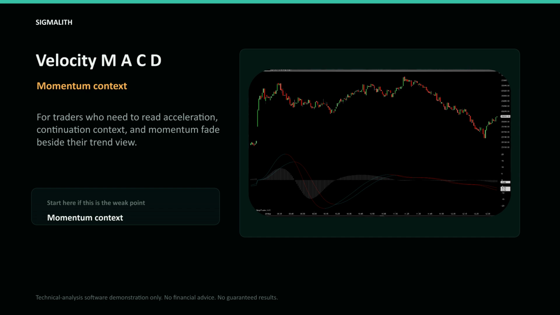The key is not to treat momentum as certainty. Momentum context is still context. It can help you notice whether the move is strengthening, weakening, or becoming less clean. If you often enter when momentum is already fading, velocity MACD may be the first indicator to review.